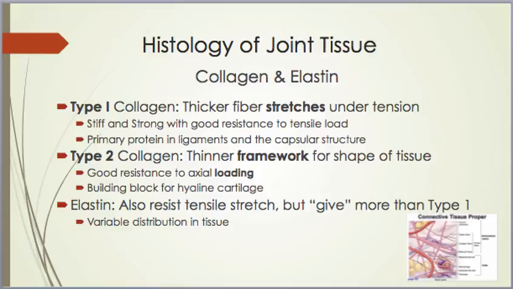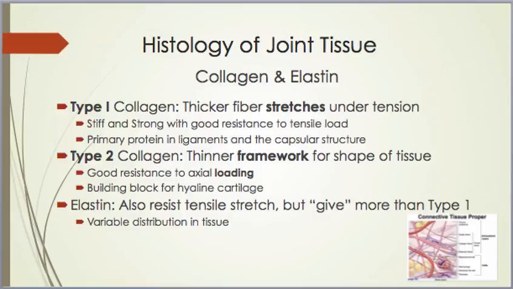Okay, histology of joint tissue. Well, fortunately, we've talked about this before. We're going to talk about collagen and elastin. Collagen, we have two types of collagen, type 1 and type 2. Type 1 collagen is a thicker fiber, and I want you to remember that that stretches a little bit under tension. So it's strong and stiff and gives good resistance to tensile loading, and it's the primary protein in ligaments and the capsular structure itself. So think type 1 for resisting tensile load, pulling apart.